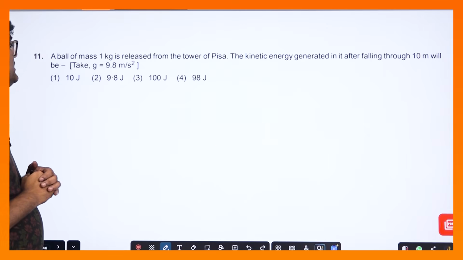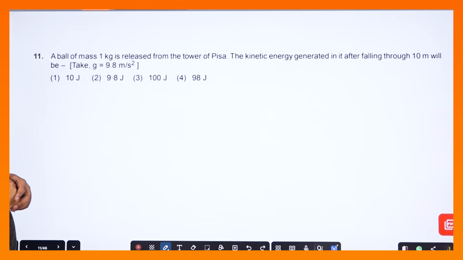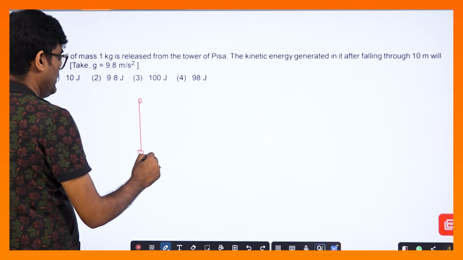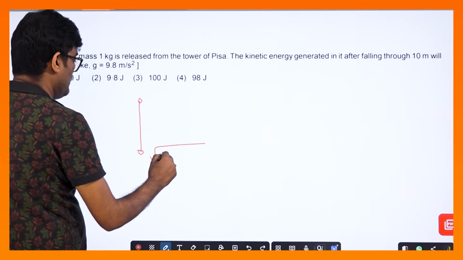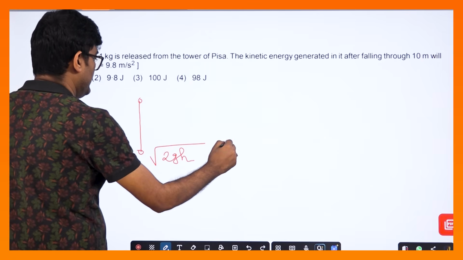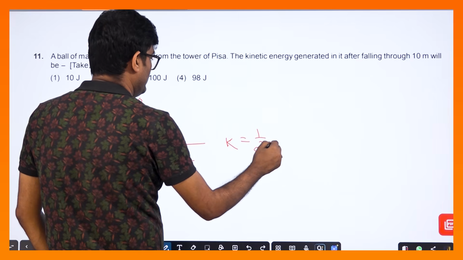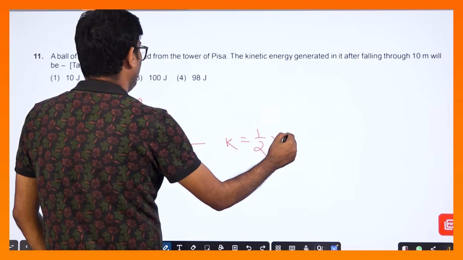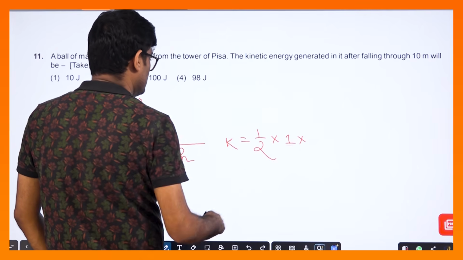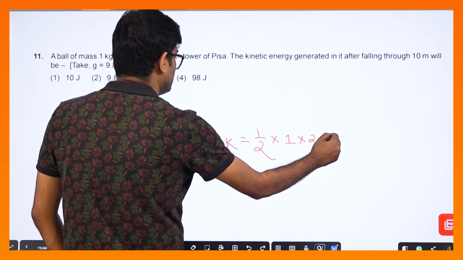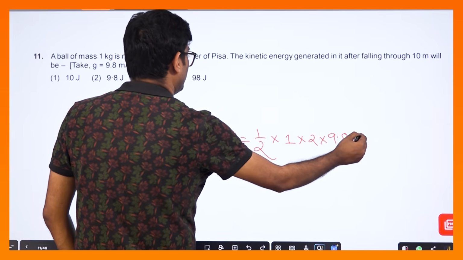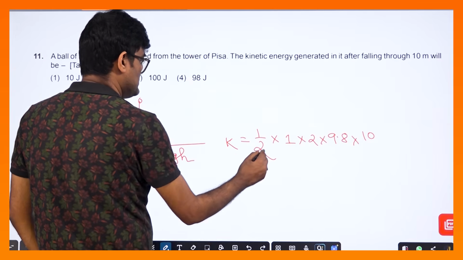A ball of 1 kg is released from the tower. Find the kinetic energy after falling through 10 meter. So after 10 meter, the velocity is equal to root over 2gh, right? Or you can say that the kinetic energy is equal to mgh, or it is half m, M is equal to 1, half m into v square. V square equal to 2 into g is 9.8, and h is equal to 10 meter, right? So this is the answer.